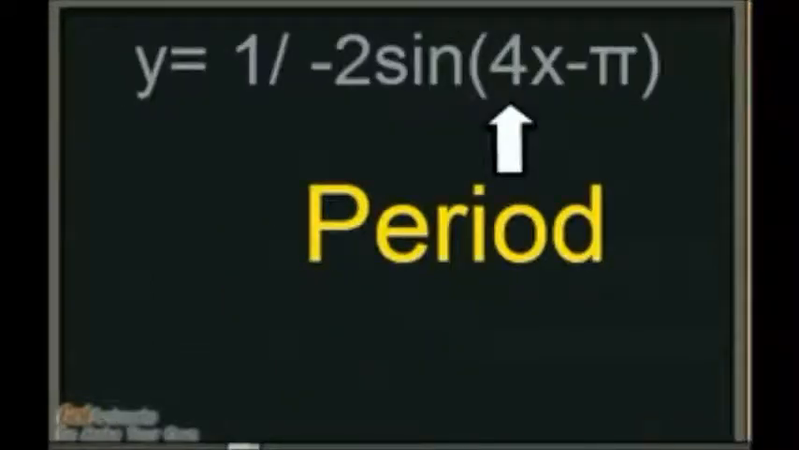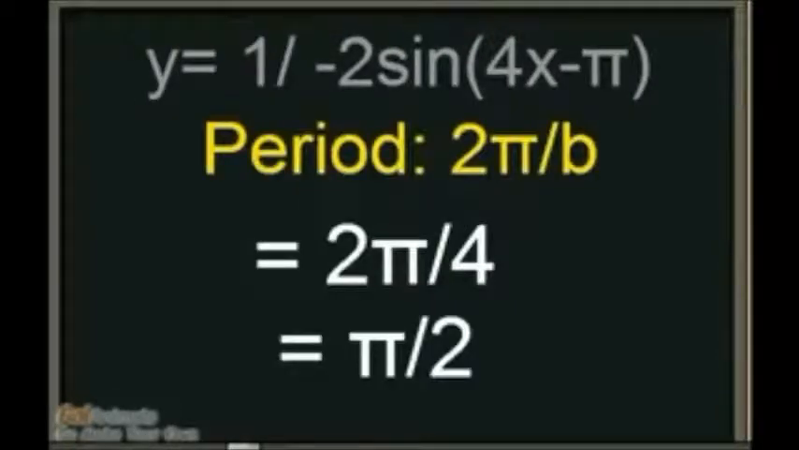Moving on, period is located in front of your x. It determines the distance of one full cycle. To solve for the period, take the formula, which is 2 pi over b. In this case, our b is 4, evaluate it and simplify it. 2 pi over 4, which turns out to be pi over 2.